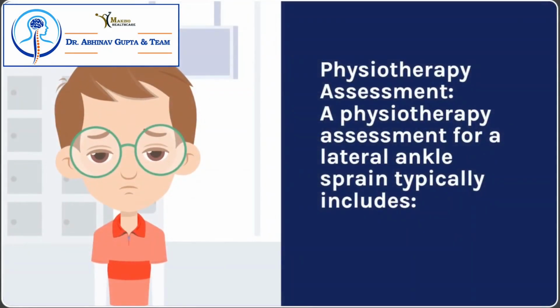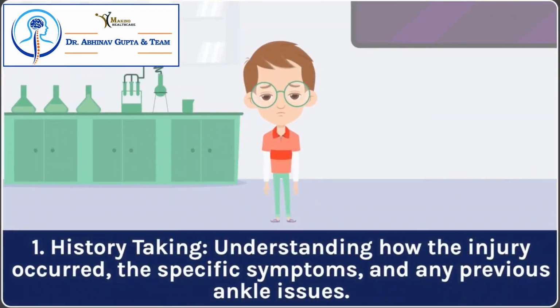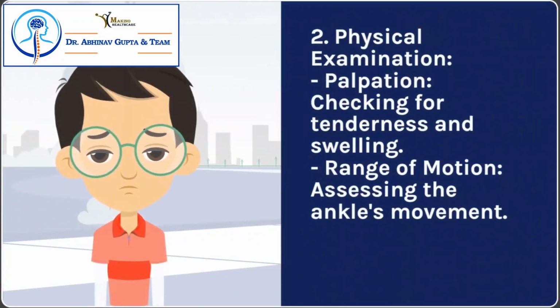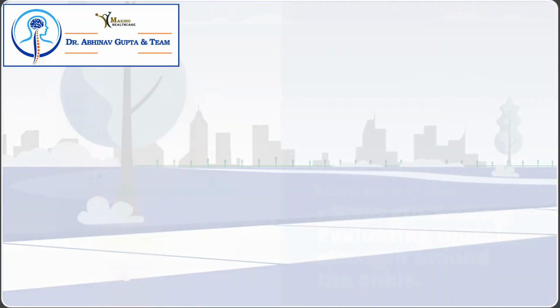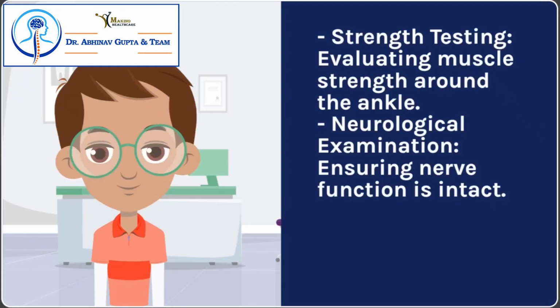Physiotherapy assessment. A physiotherapy assessment for a lateral ankle sprain typically includes 1. History taking, understanding how the injury occurred, the specific symptoms, and any previous ankle issues. 2. Physical examination, palpation, checking for tenderness and swelling. Range of motion, assessing the ankle's movement. Strength testing, evaluating muscle strength around the ankle. Neurological examination, ensuring nerve function is intact.